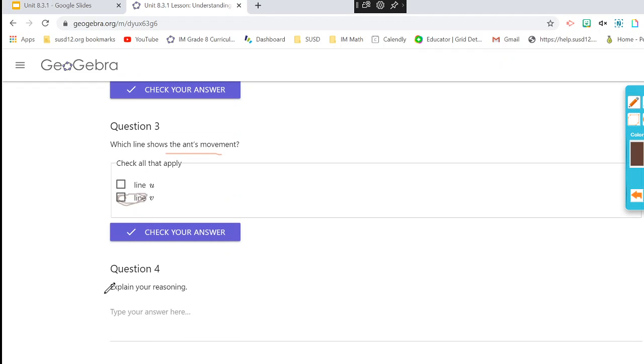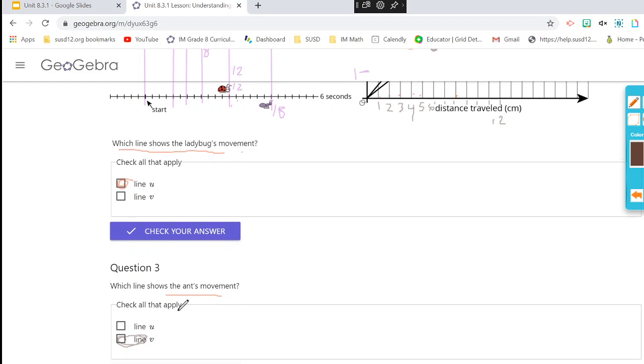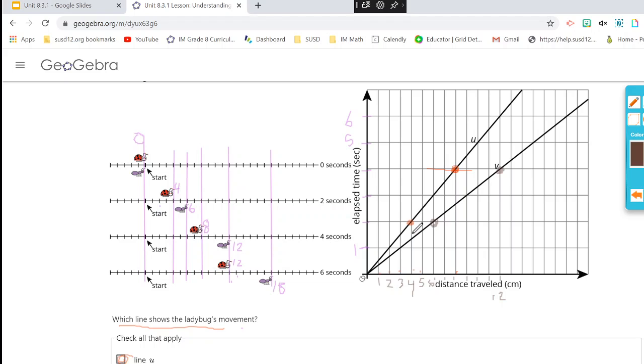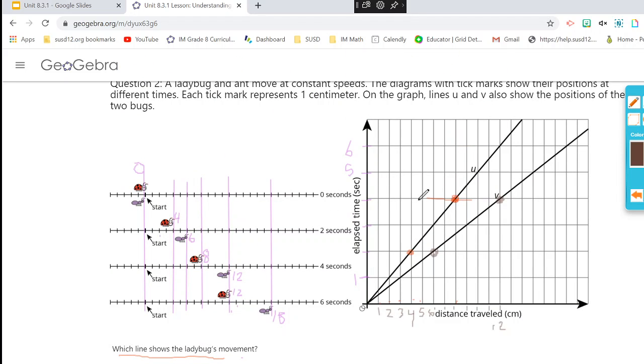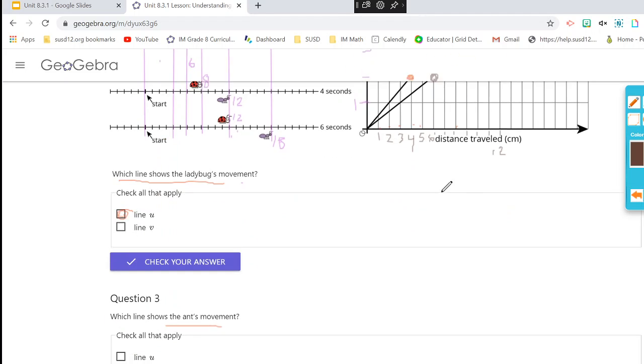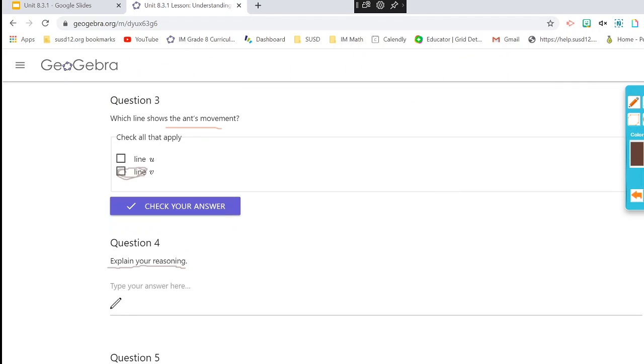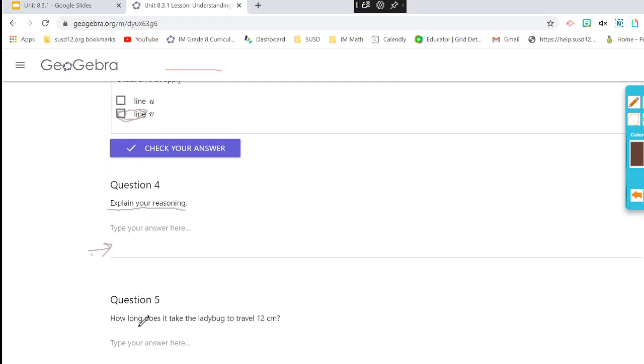Okay, explain your reasoning. How do you know which line describes which bug's movement? Well, if it's covered more distance in the same amount of time, then it's for the faster bug. And if the line shows less distance for the same amount of time, it is for the slower bug. Go ahead and type in your answer here. How do you know which line represents which bug's movement?